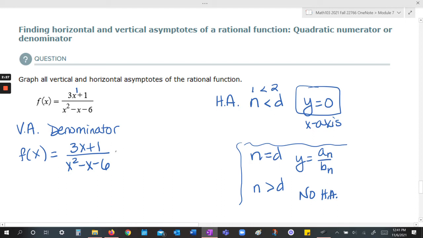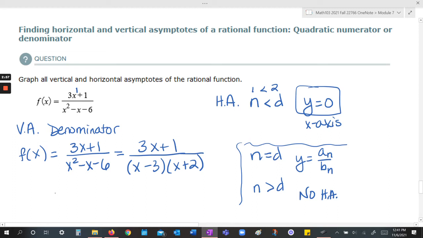This one, I don't think that's going to happen, but to be consistent, let's go ahead and write it out. So 3x plus 1 doesn't factor further, and then x squared minus x minus 6, I believe, would factor as x minus 3 times x plus 2. We're looking for 2 numbers that multiply to negative 6 but add to negative 1, the minus 3 and the 2. I notice that there's no common factors to cancel.